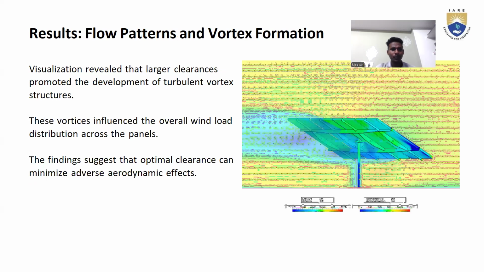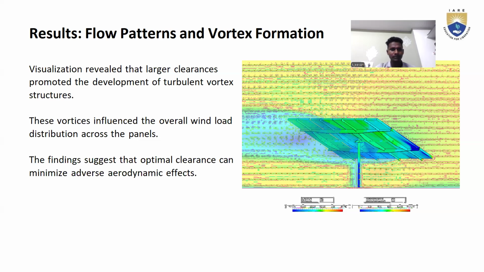Result: flow patterns and vortex formation. Visualization revealed that large clearance promoted the development of prevalent vortex structures. These vortices influence the overall wind load distribution across the panels. The findings suggest that optimal clearance can minimize adverse aerodynamic effects.